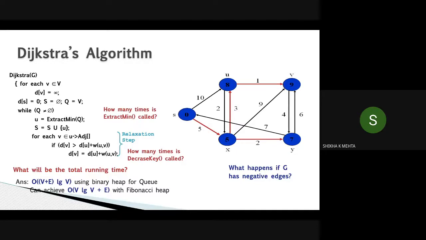And then can anybody tell me what happens if G has negative edges? Any idea? Yes, anybody can tell me what will happen with negative edges?